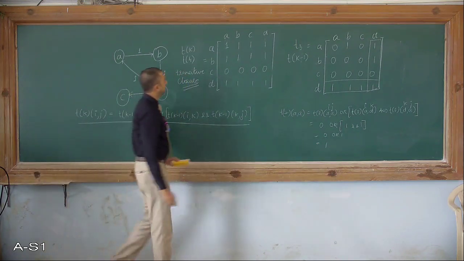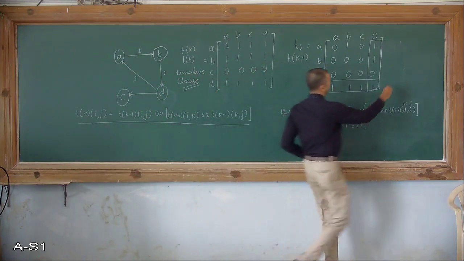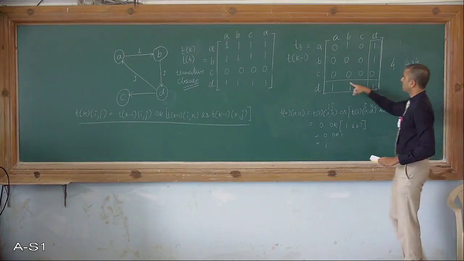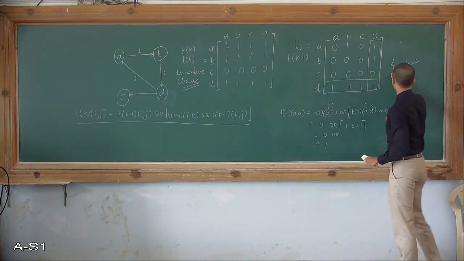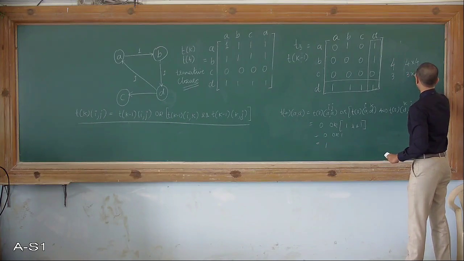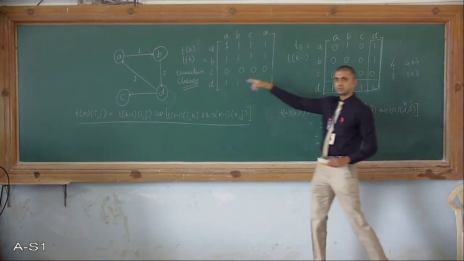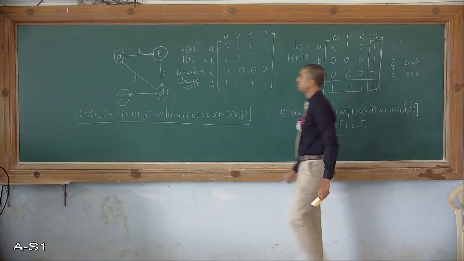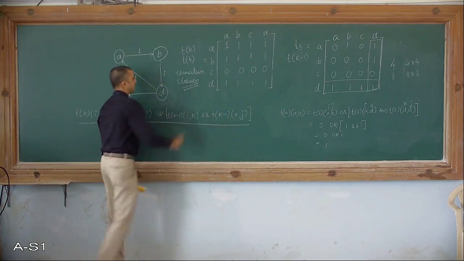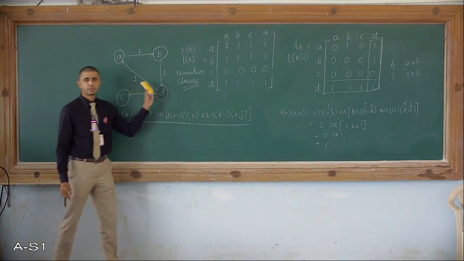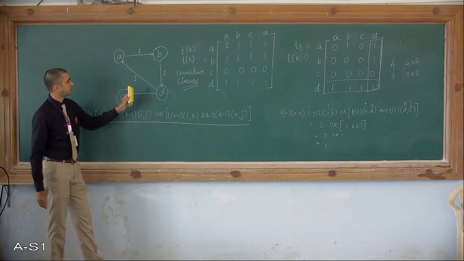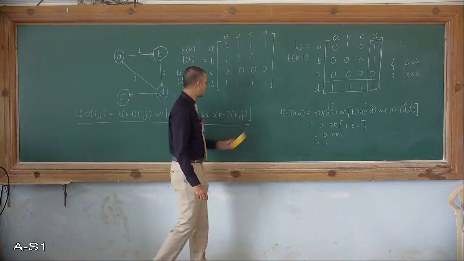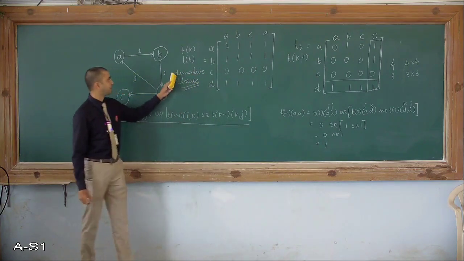Remember, if there are 4 vertices, you will get a 4 by 4 matrix and you will get 4 iterations. If there are 3 vertices, it will be a 3 by 3 matrix and you will get 3 iterations, T1, T2 and T3. So similarly, you can calculate the transitive closure property for any given directed graph. So take any directed graph, take any example and try to apply Warshall's algorithm and find its transitive closure.